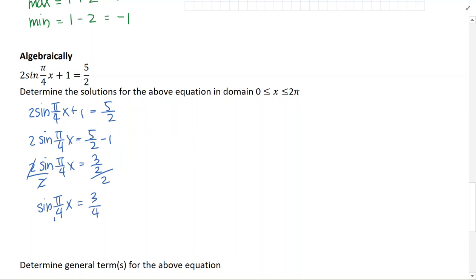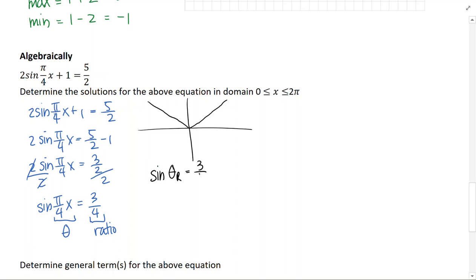Now please be mindful, this whole thing is an angle, okay? And this guy is our ratio. So at this point, we can draw our quadrant. And since the ratio is positive, we know we're in quadrant 1 and 2. And we're going to find our reference angle. So we know sine of our reference angle is going to equal the ratio.